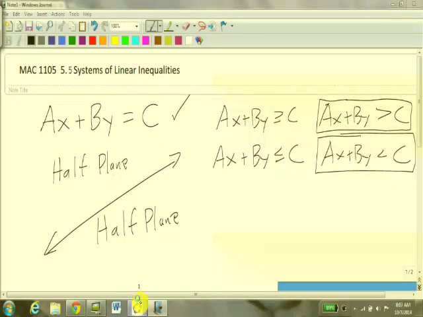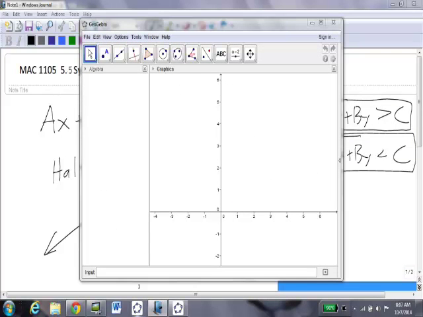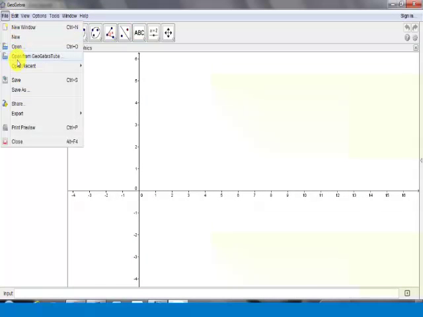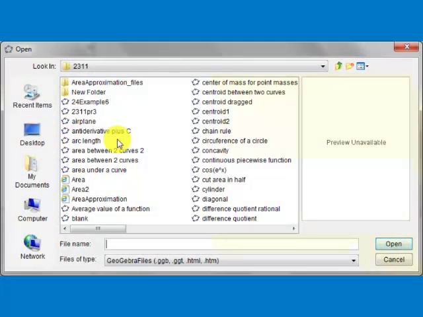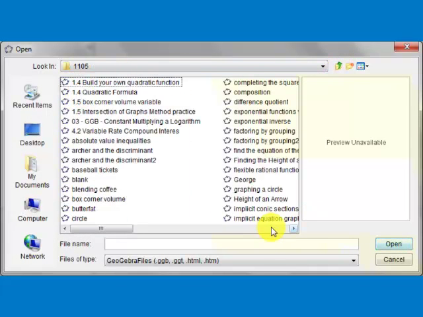I actually have, and I wish I'd fired this up right before class, hopefully it won't take more than a minute of our time for me to find it. I have a fairly decent GeoGebra worksheet that just illustrates where the points in the plane that satisfy one linear inequality are, and where the points in the plane that satisfy another inequality are. So, nope, not that. Let's open, probably got it in my 1105 folder. Shouldn't be too hard to find.